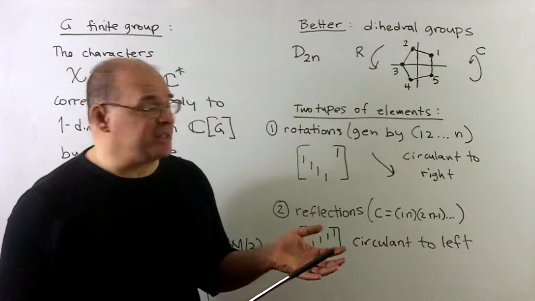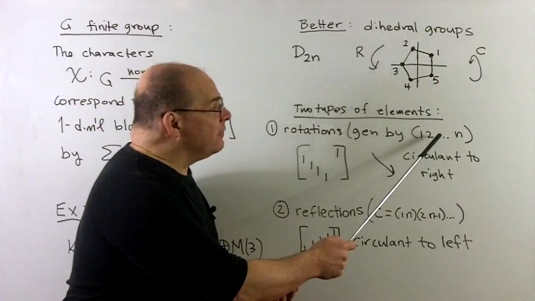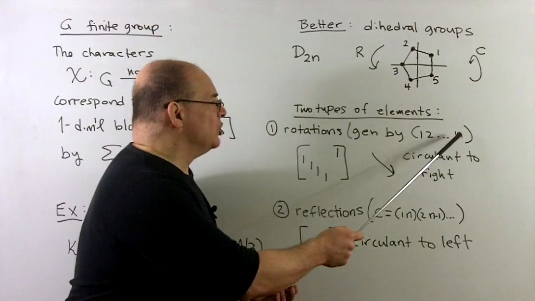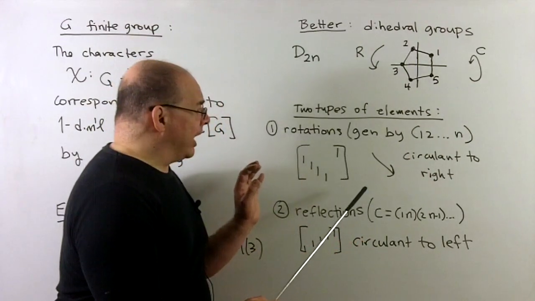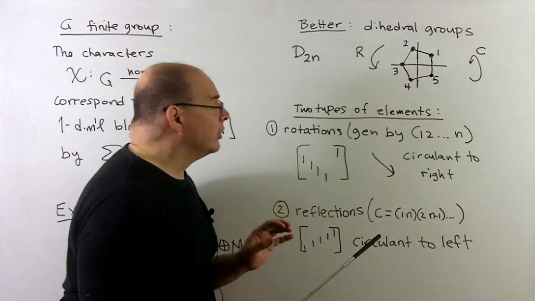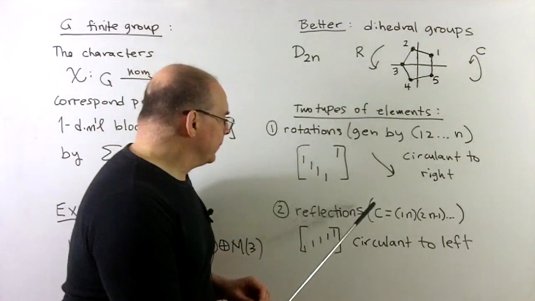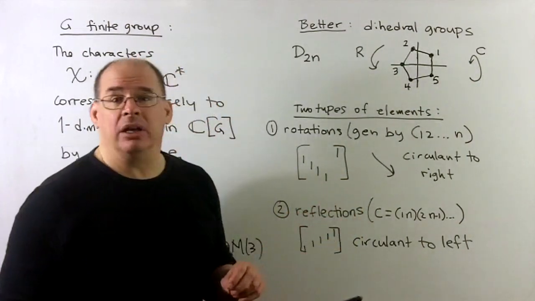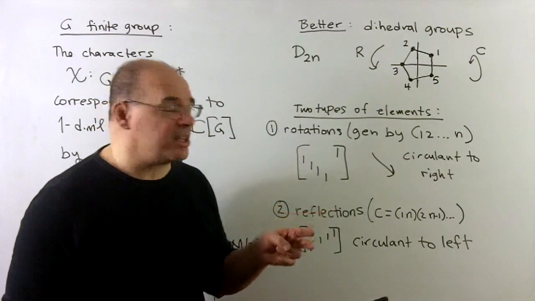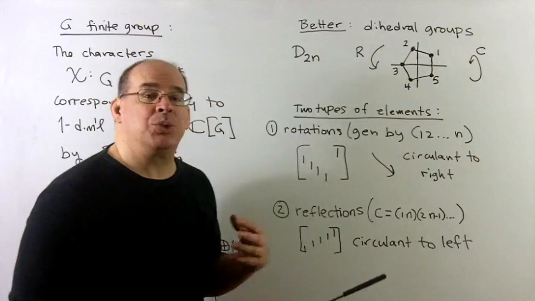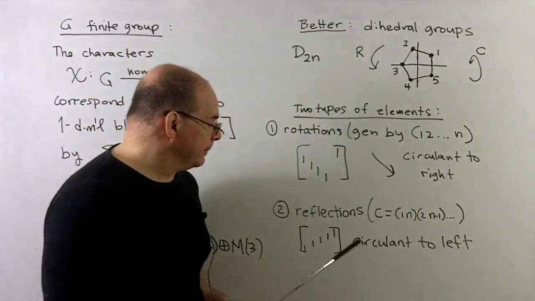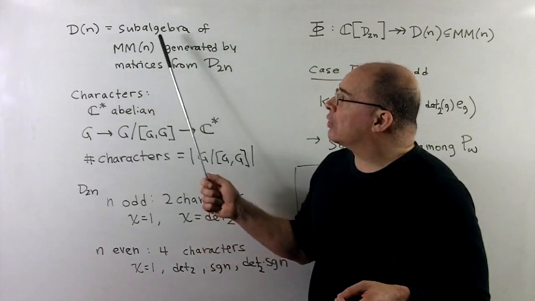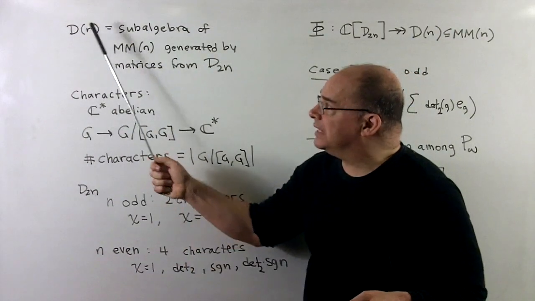Now, we have two types of elements here. We have the rotations, and there are n of those. If we use the cycle 1 through n to denote the generator, that's going to be circulant to the right, as will all of its powers. For the n reflections, with our labeling as so, complex conjugation, reflection across the x-axis, is going to be circulant to the left, as will all of the other reflections. Because these permutation matrices form a group, they generate a subalgebra of M_n, which we'll call D_n.